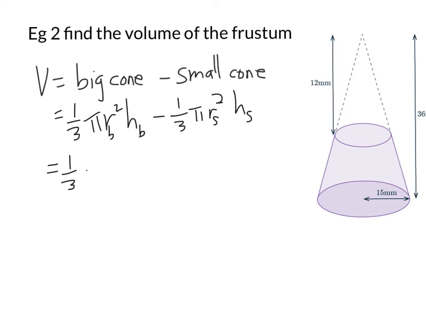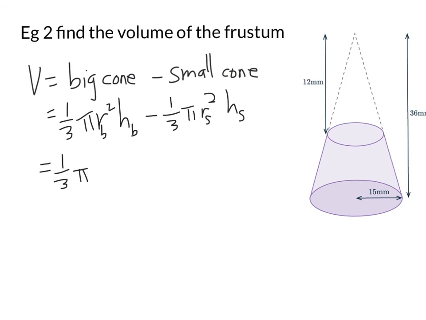So hopefully we know all these things. If not, we'll have to work them out. What's the radius of the large cone? Well, the large cone's here. The base radius is 15. So that would be 15 squared multiplied by its height. How high up is it? That's 36. So times by 36.